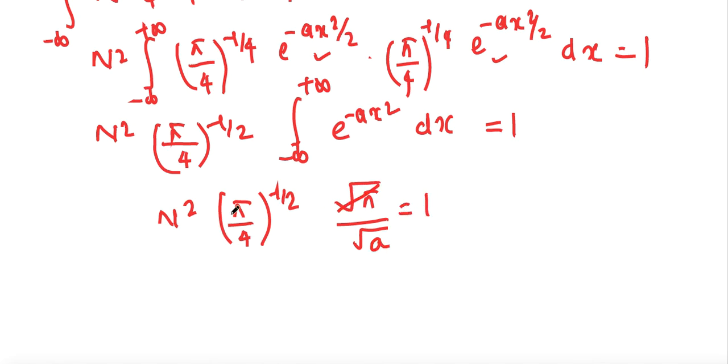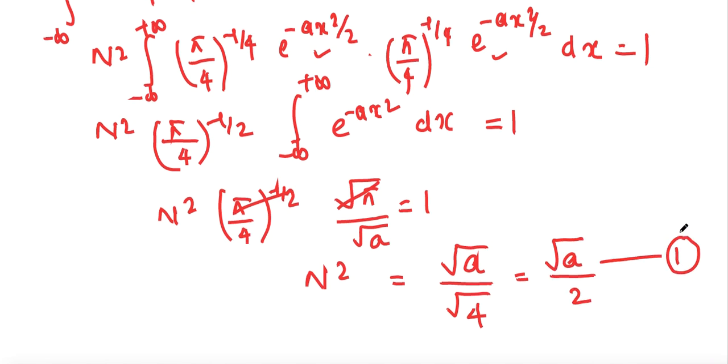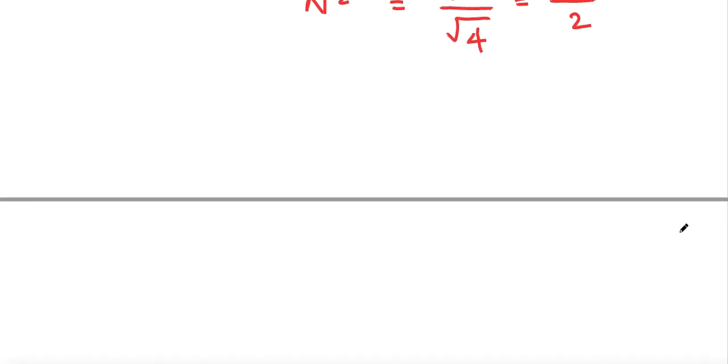So this pi and this pi will get cancelled. So what do you get? n square is equal to root a divided by root 4, or equal to root a by 2. This is the normalization constant. So once you know the normalization constant, now the question becomes very simple.